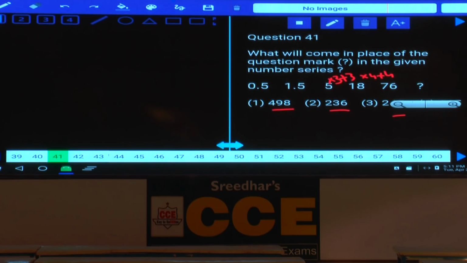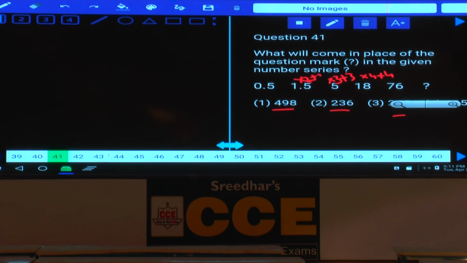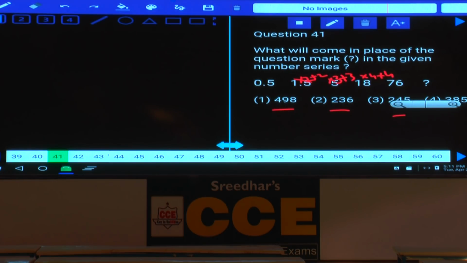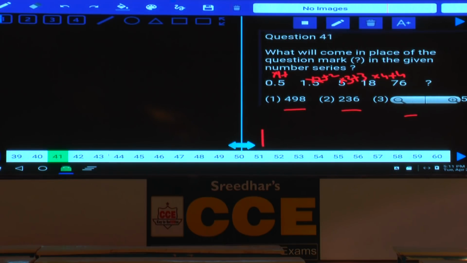5 into 3 plus 3. And the previous one, 1.5 into 2, that is 3, and plus 2 is 5. Into 2 plus 3, isn't it? And next one, into 3 plus 3, into 4 plus 4, and this is into 1 plus 1. Are you following this one or not?